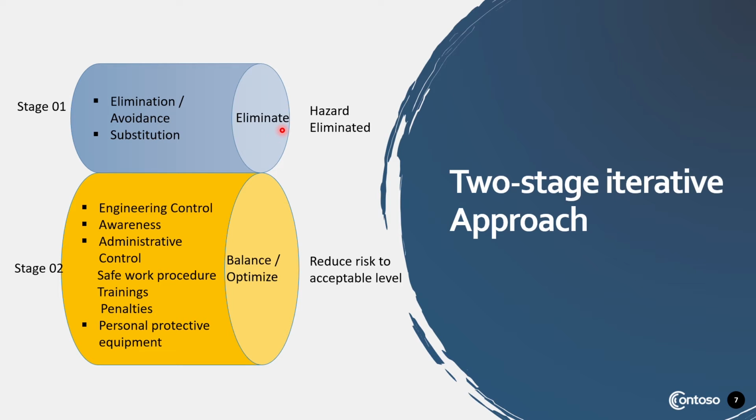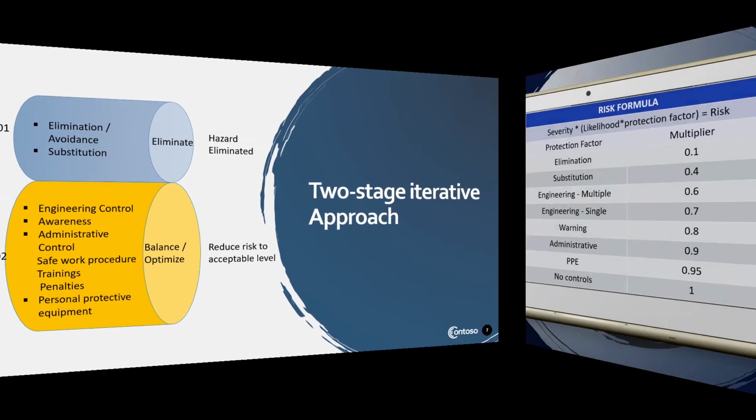If the risk is still there after these first three control measures, we call it the residual risk, and this residual risk will be controlled by the second stage: by engineering control, by awareness, by administrative control like work procedures, training, penalty systems, and by personal protective equipment. By these four control measures, we are going to reduce the residual risk from the first stage to the acceptable level of the organization. So this approach is called the two-stage iterative approach. So let's see what is next.